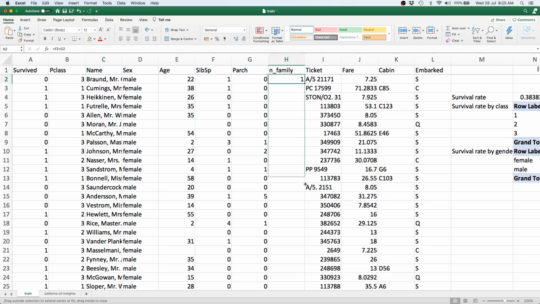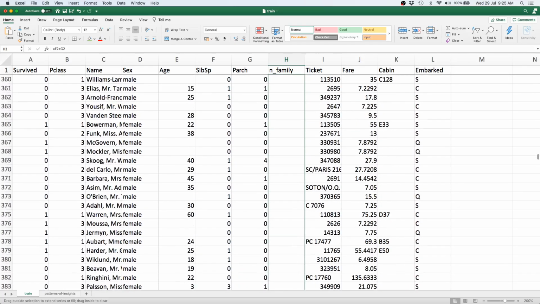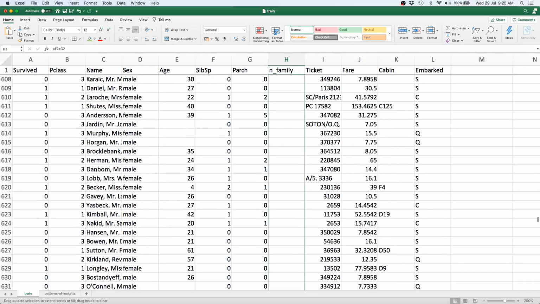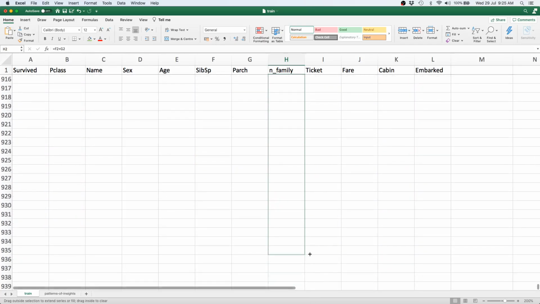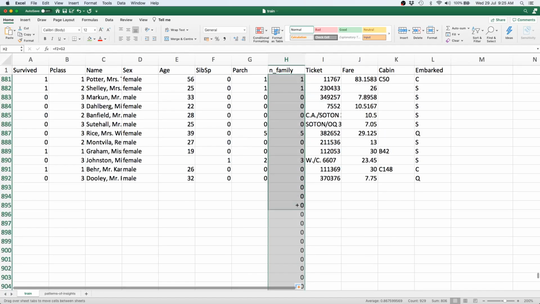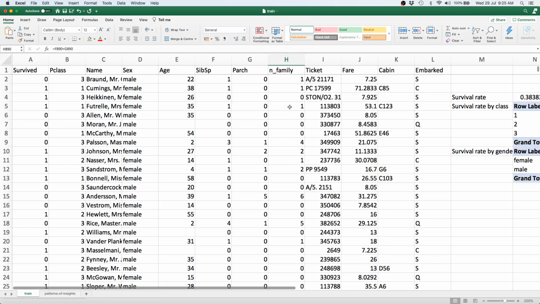And as usual, we can simply drag this down all the way till the end to apply that particular formula to the entire set of rows. And we overshot it a little bit, but that's okay. We get a bunch of zeros. We can just reduce it a little bit and go down to exactly 892 rows, and there it is. So now we have a column which tells us what is the total number of family members a person had when they were on the Titanic.